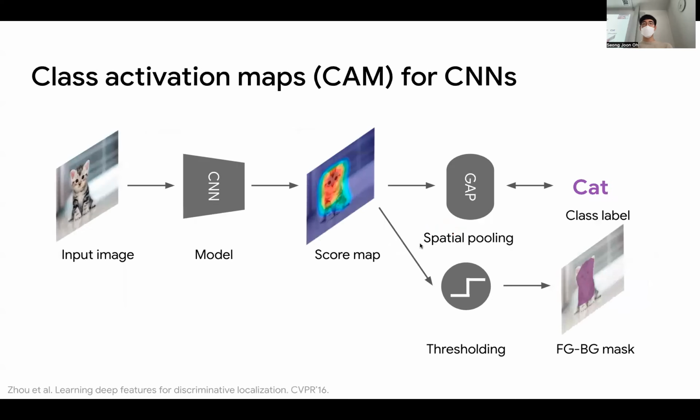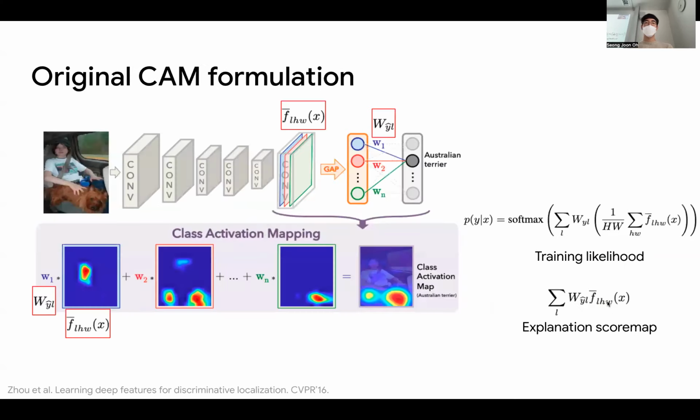Okay. These are class activation mappings, for example. So you have an input image, and you have a model, and you have a score map, and then there's global average pooling, and there's the class label. And this is a typical convolutional neural network-based classification system, right? And at test time, instead of doing the global average pooling, you can also do thresholding. And then in that case, you're going to get a foreground background mask as an explanation. Okay.